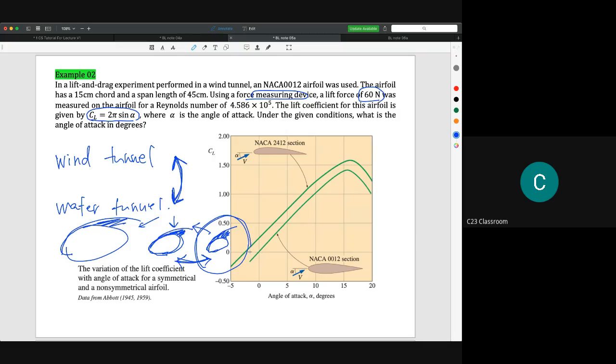Okay, so the wind tunnel there will have a 3-axis load sensor, and that load sensor will measure everything: the lift force, the drag force, and also the moment. Okay.